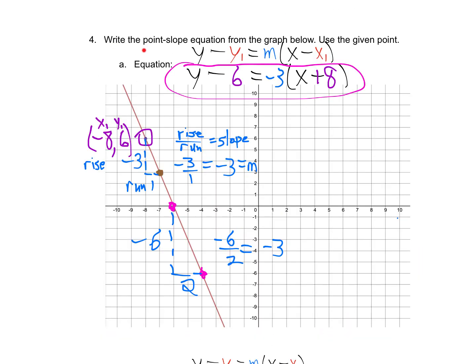On number 4, we're going to write the point-slope equation from the graph below. And we're going to use that given point. So there's a point right here. We have this brownish line. My point is at negative 8 on the x, 6 on the y, so we have a point at negative 8, comma 6. Remember, negative 8 is the x1, 6 is the y1.